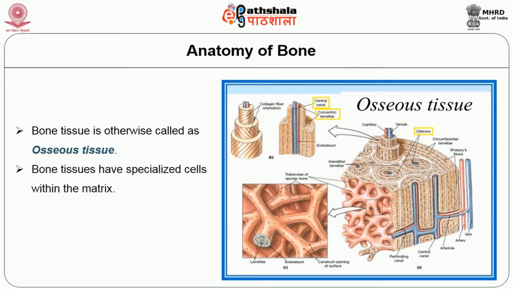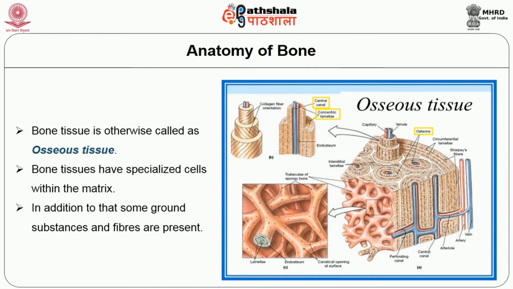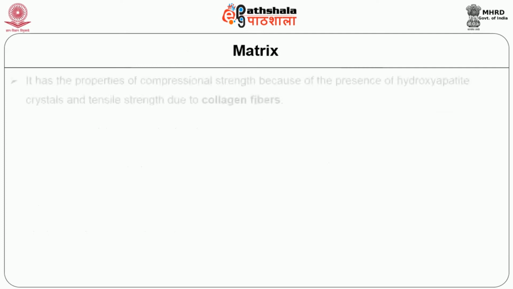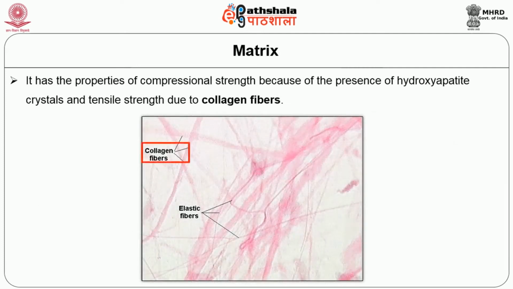Bone tissues have specialized cells within the matrix. In addition to that, some ground substances and fibers are present. The matrix has the property of compressional strength because of the presence of hydroxyapatite crystals. These crystals result from the interaction of calcium phosphate and calcium hydroxide. Tensile strength is due to collagen fibers, which provide the framework of the bone. One third of the weight of the bone is due to collagen fibers.